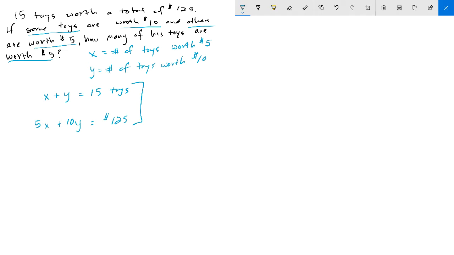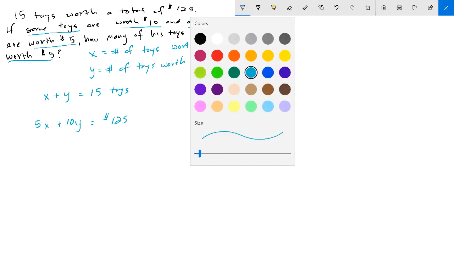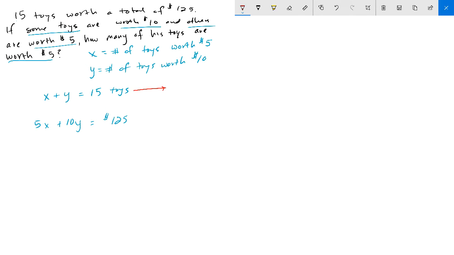We need to eliminate the variable we are not interested in solving for. We're not interested in solving for y here, so we need to eliminate y. The easiest way to do that is just like what we did in number 2. Let's get y by itself. In this first equation, we see that y is equal to 15 minus x. That's useful because we can take this value for y and plug it in here, and now our equation will have all x's, and we can just solve for x.